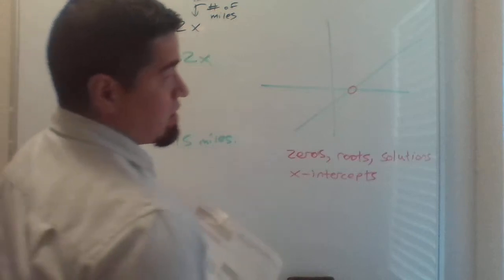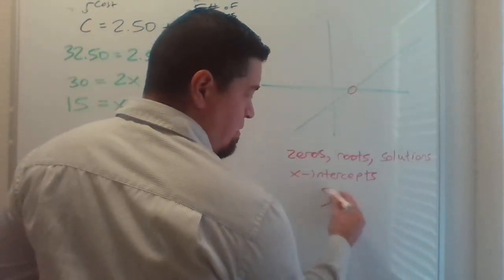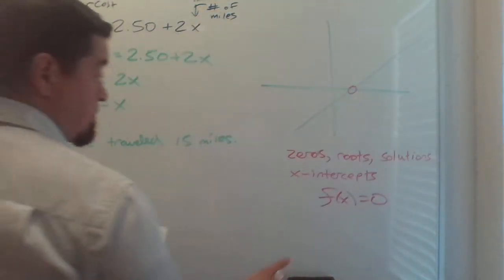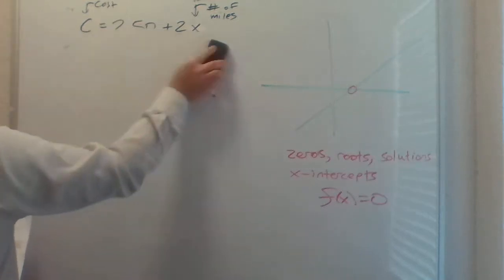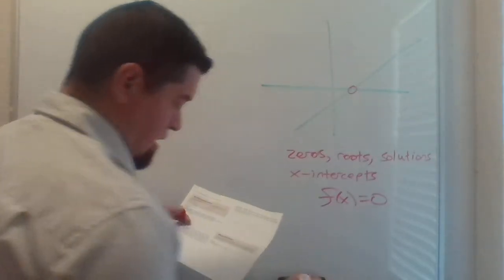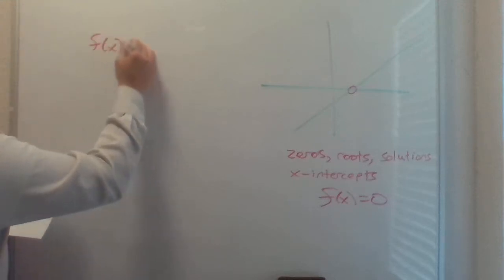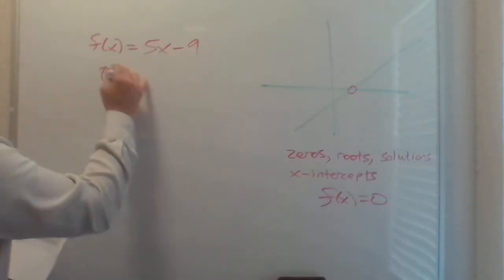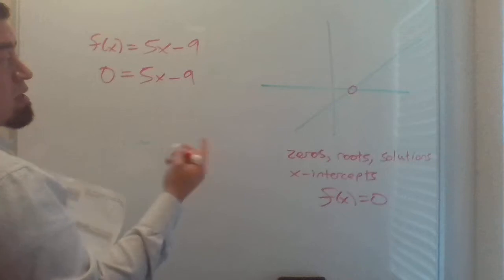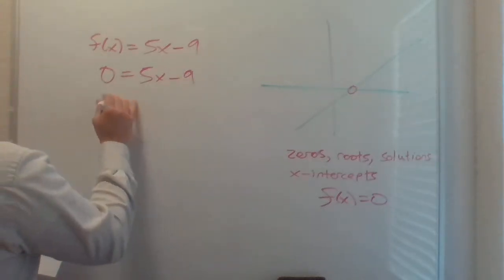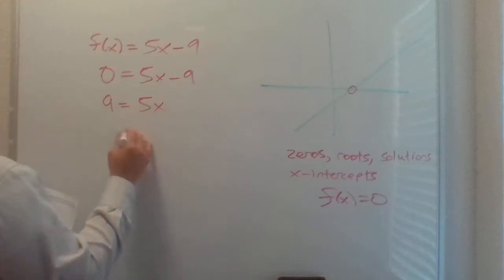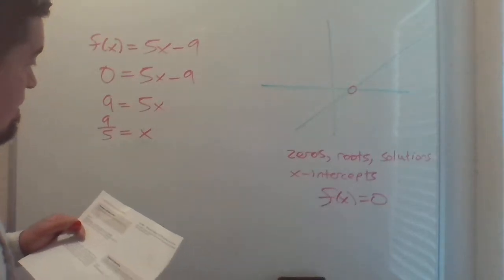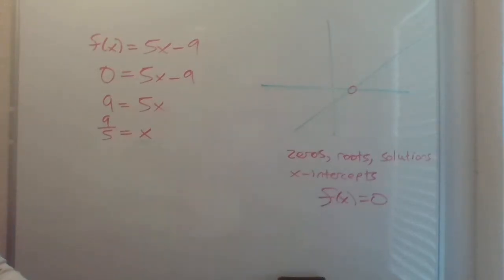And how do you find the x-intercept of a function? You set whatever function it is equal to 0. For example, you have the function on your paper, f of x equals 5x minus 9. How are you going to find the 0 of this? We'll set the function equal to 0. Then you just solve, right? How do you solve this? You add 9, and then you just divide by 5. So there's your 0. That's pretty much all there is to finding zeros.